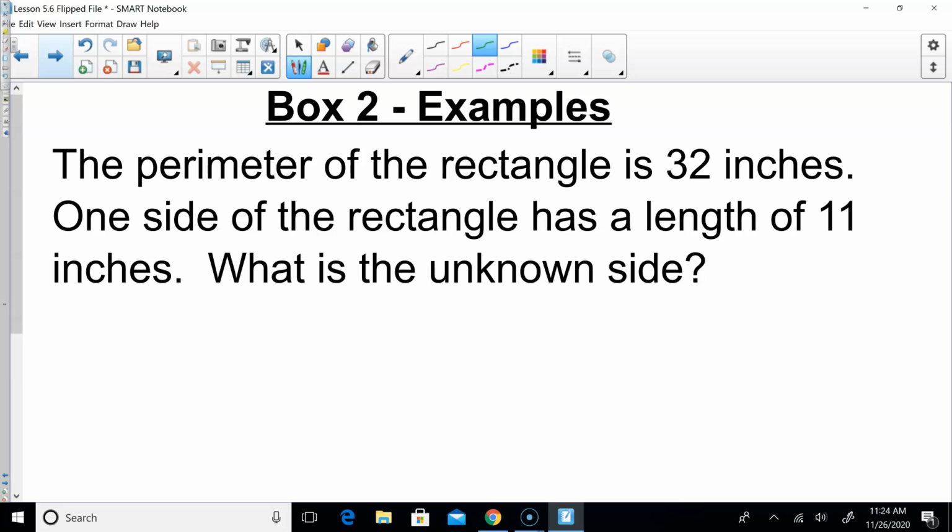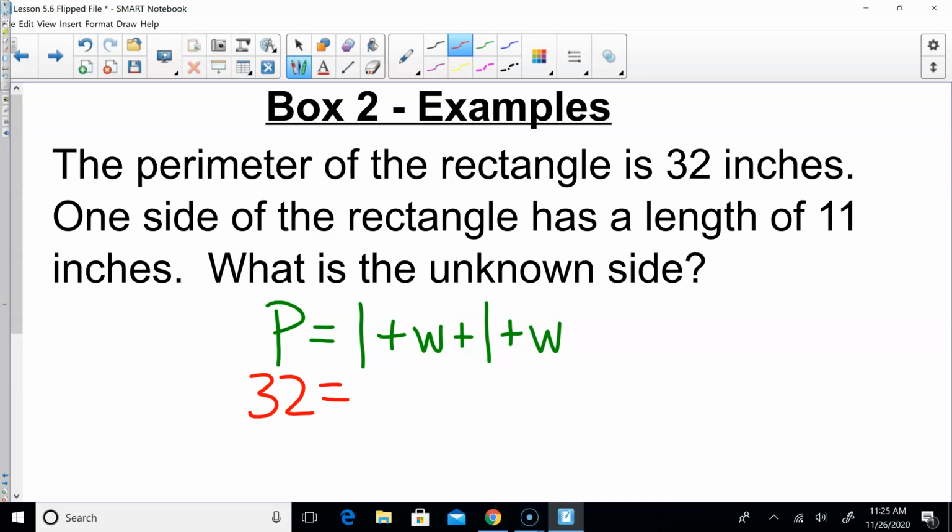So our equation, we just got to write down our formula, P equals L plus W plus L plus W. And now you plug in what numbers we have. The perimeter of the rectangle is 32, so I know 32 is on this side, so the other side has to also equal 32. And I know one side of the rectangle has a length of 11 inches. Well, that means that if this length is 11 inches, plus a W, plus another 11, because that same length is the same on the opposite side, and another W.